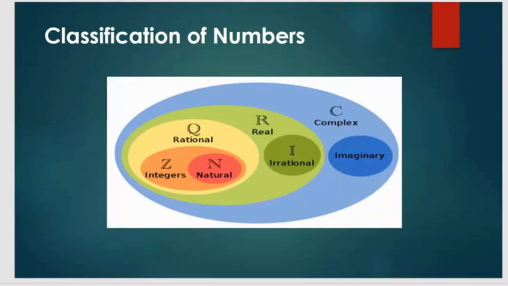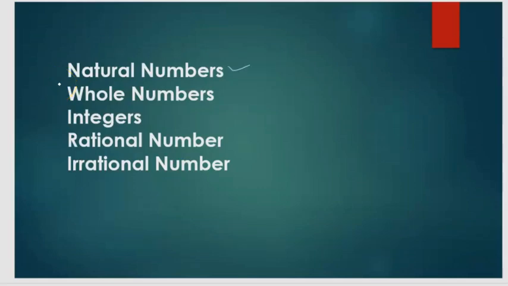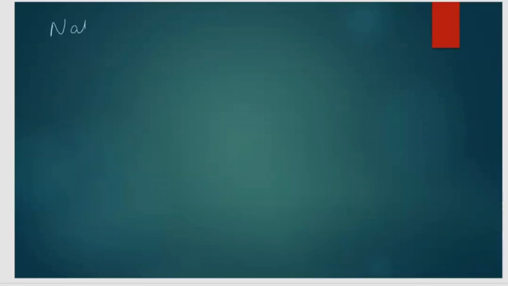Hello everyone, let's start with classification of numbers today. So today we are going to discuss some different kinds of numbers, that is natural numbers, whole numbers, integers, rational numbers and irrational numbers, right? Let's start with the natural numbers first.